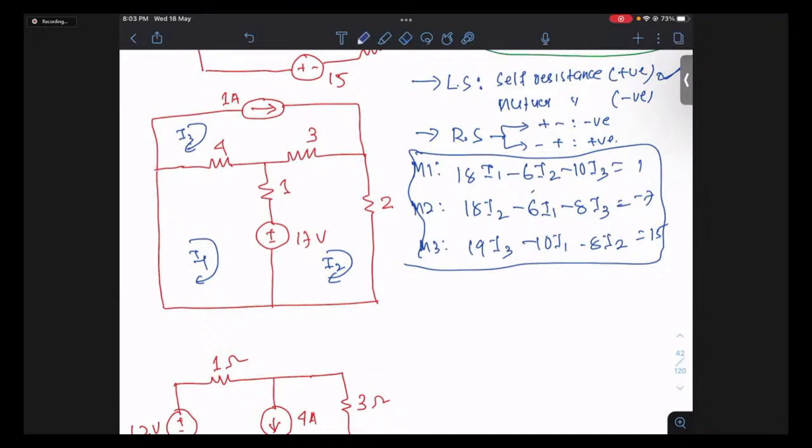Okay. Have you understood the shortcut? Shortcut is understood or not? Or doubt?